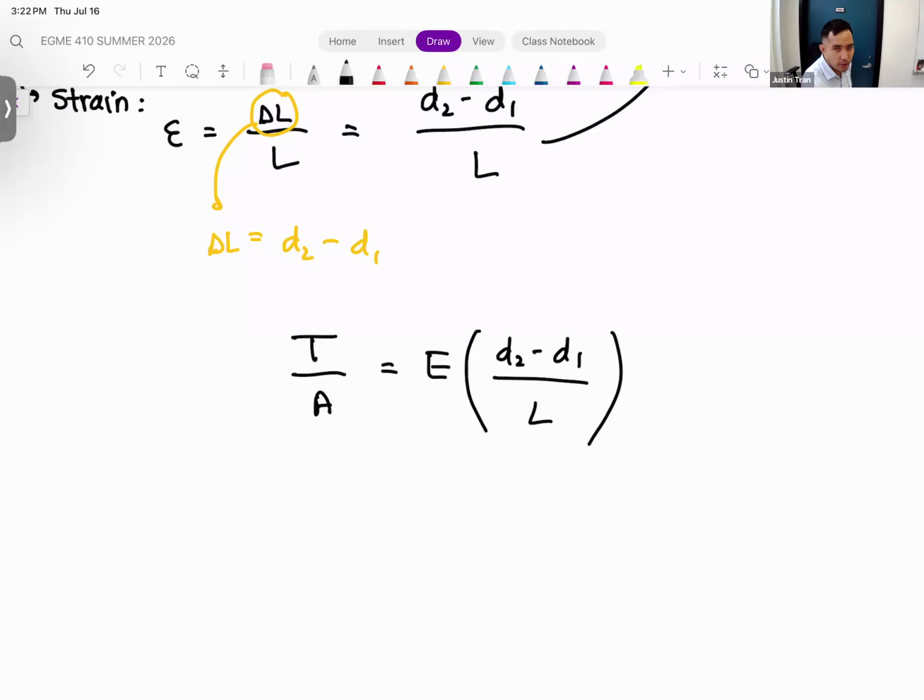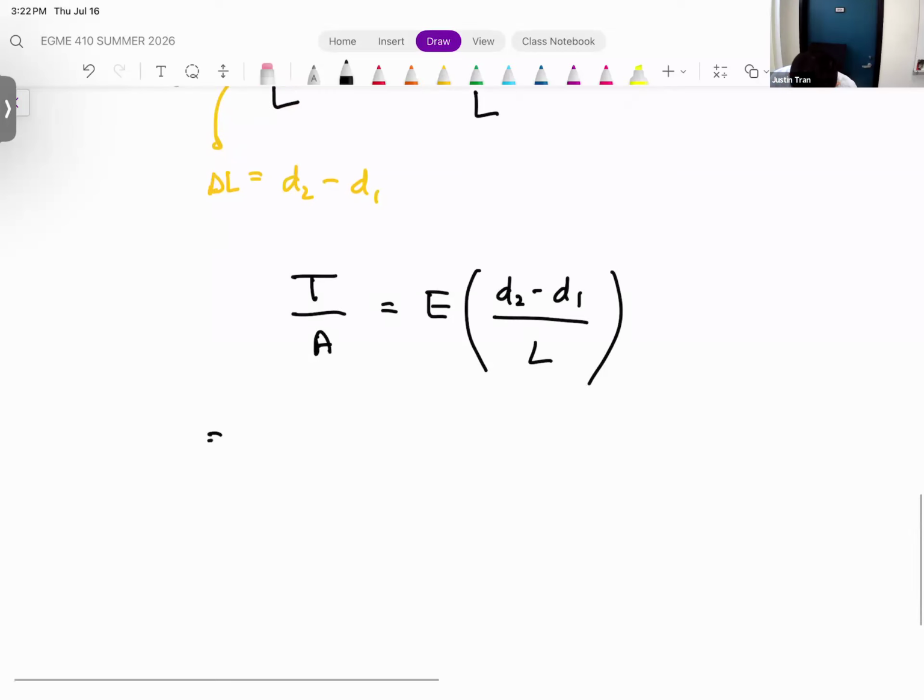Let's do a little bit of housekeeping here. So I'm going to multiply both sides by A so that we have just the tensile force T isolated on the left-hand side. And then I'm going to take the product of A times E divided by L and pull that up front as well, just to make things a bit cleaner. If we do those steps here, we get T is equal to A times E divided by L multiplied by D2 minus D1.